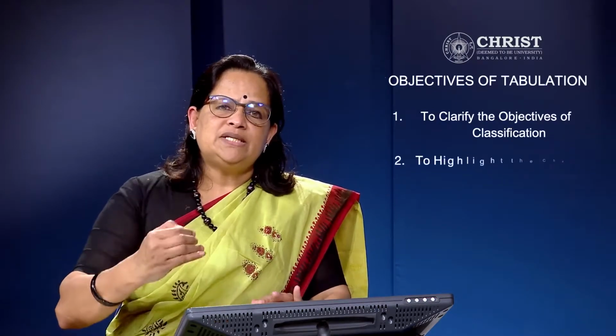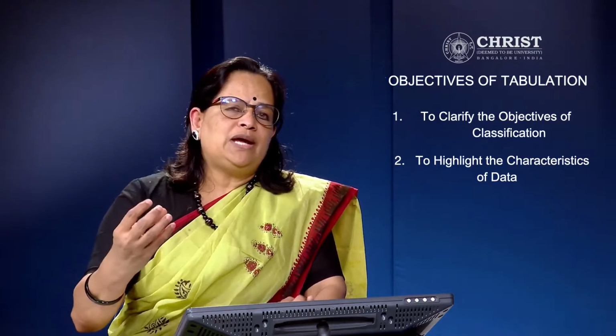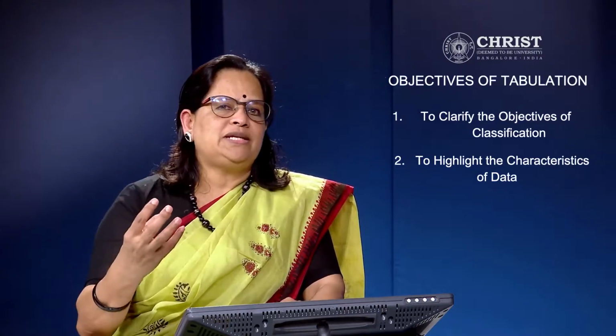Now objectives of tabulation. First one is to clarify the objectives of classification. What are the objectives? You will give a proper title: marks of students, height of students, weight of students, profit made by the company. So the objectives of that presentation will be made clear with the title. Second is to highlight the characteristics of the data. What you want to highlight? If profit is declining or profit is increasing, that you can highlight.